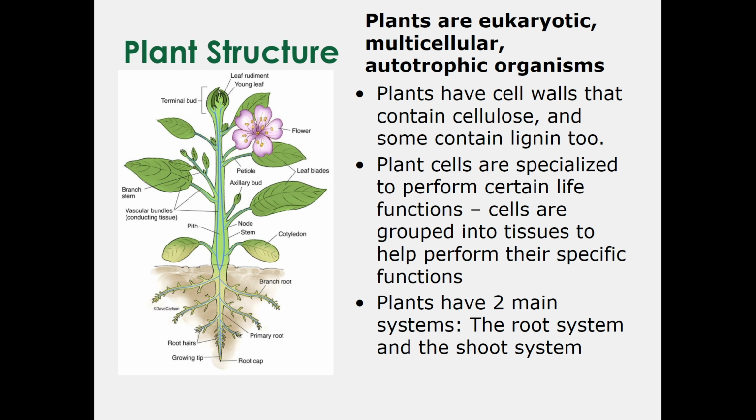When we look at plant structure, we have to think about the small microscopic cells that make up these eukaryotic multicellular autotrophic organisms, because that's what plants are. They're made up of cells that have cell walls. These cell walls sometimes contain cellulose or even lignin. And these cells are specialized to perform certain functions, like those in leaves help carry out photosynthesis. We're going to see that the functions of plant tissue are going to be based on how they are grouped together, whether or not they are part of the root system or the shoot system, the two main systems of plants.